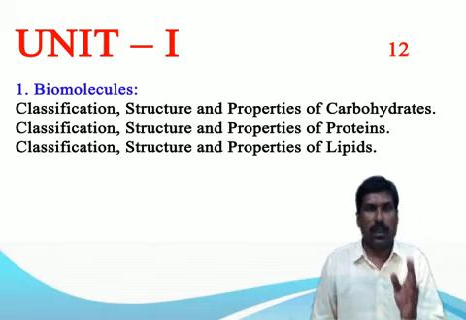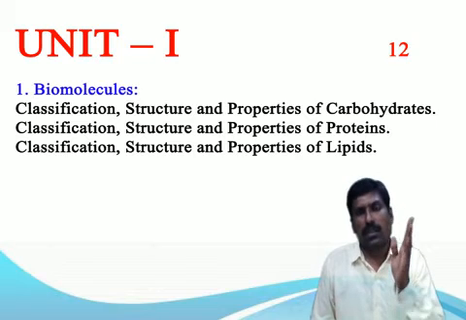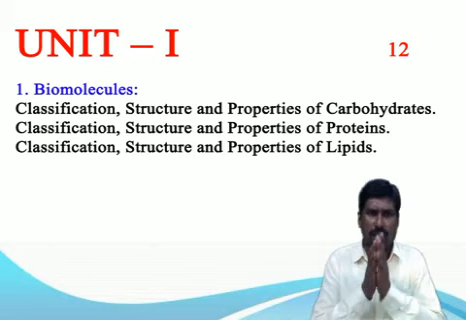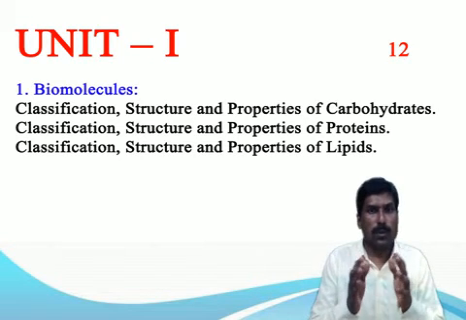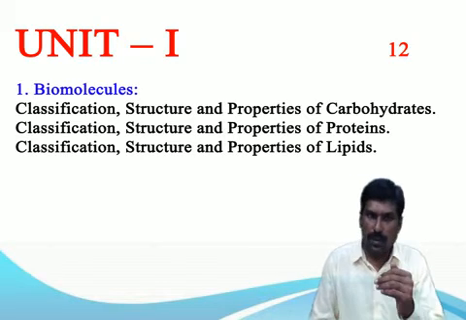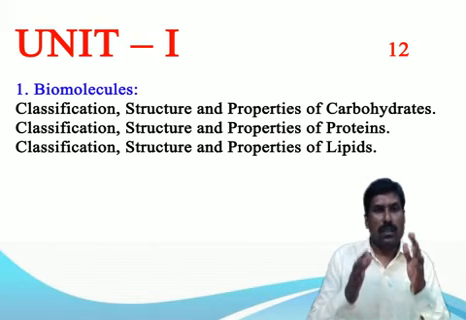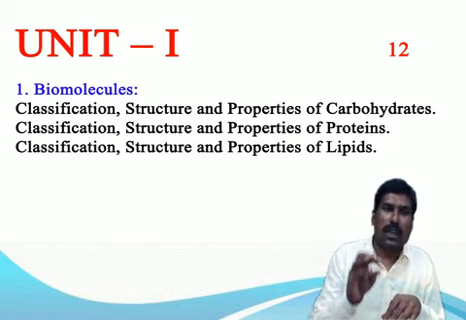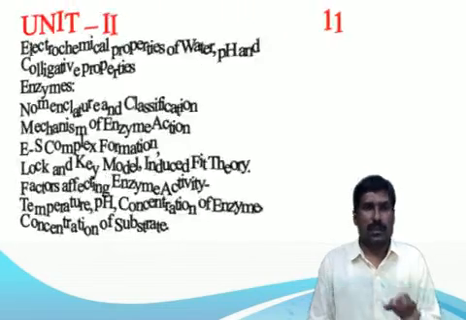In this first point, we see classification, structure, and properties of carbohydrates. We know carbohydrates or carbs are sugars and polymers of sugars. The next point is classification, structure and properties of proteins. We know proteins are polymers of amino acids. Then classification, structure and properties of lipids. Lipids are non-polar molecules.